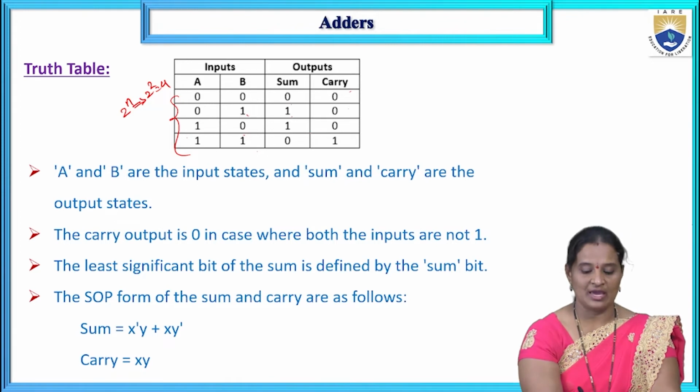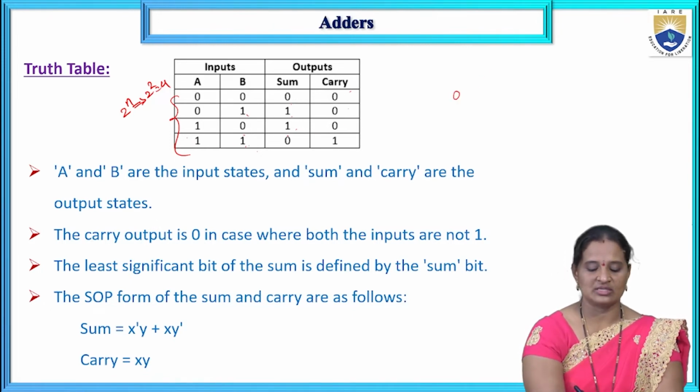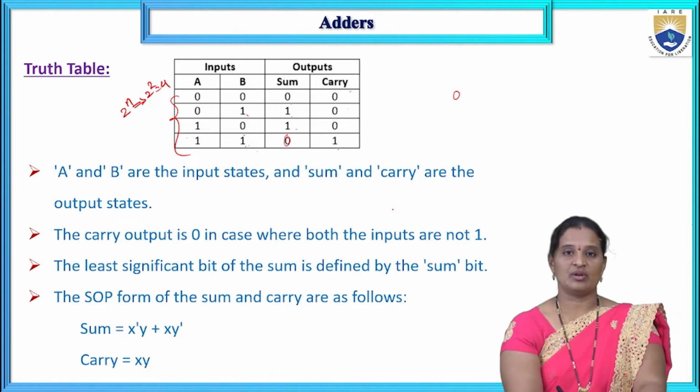1 plus 0, again the sum is 1. We don't have any carry, so that carry bit will be 0. 1 plus 1 is 0 with a carry 1. So the sum becomes 0 and the carry becomes 1. So this is the truth table of half adder.